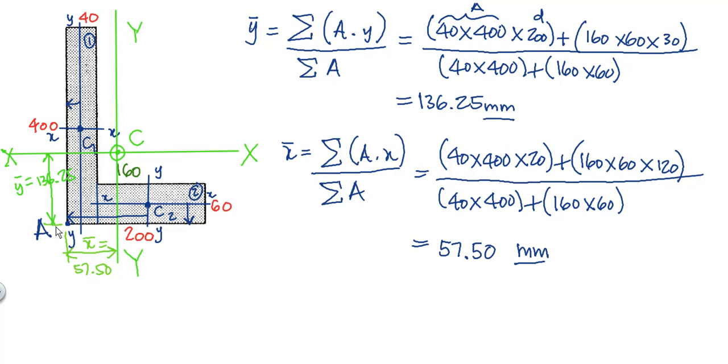Okay, people. The question says determine bar x and bar y, or determine the position of the centroid for that cross section there. That's the answer. So bar y is 136.25, bar x is 57.50. That means that from the bottommost fibers up to there, the distance is 136.25 millimeters, and from the leftmost fibers to the y axis, it is 57.50.